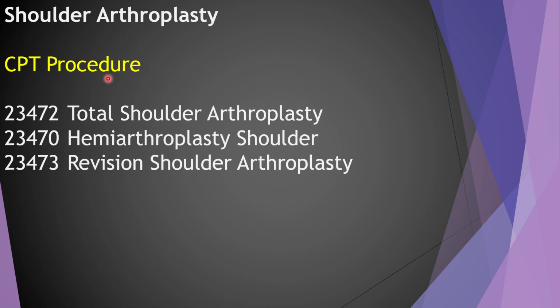Moving to next, shoulder arthroplasty. The procedure codes will be 23472 for the total shoulder arthroplasty, 23470 for hemiarthroplasty of the shoulder, and 23473 will be the revision shoulder arthroplasty.